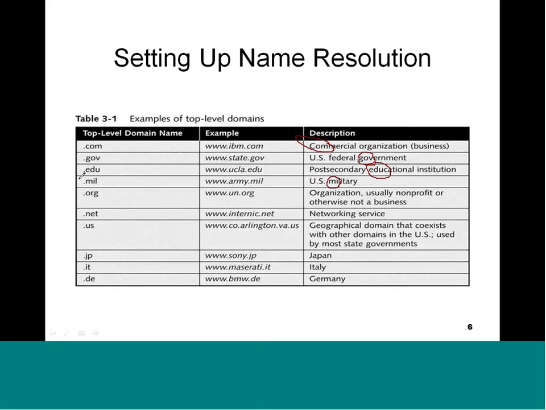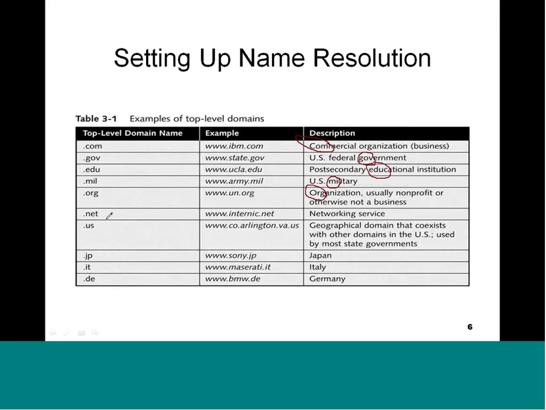And any kind of organization, whether it's profit or non-profit, mostly non-profit, has its own domain name, and that is the ORG. So it's right here. And so these were the primary top level names for a long, long time. Top level domain names were only COM, GOV, EDU, MIL, and ORG.